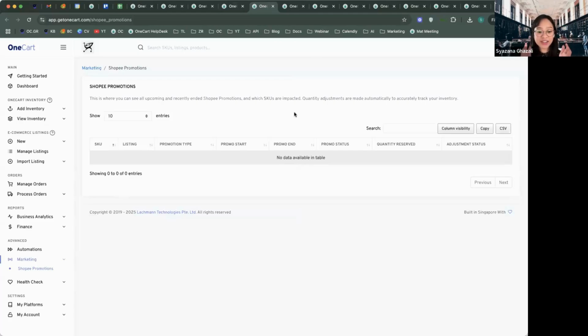So only this one card will be able to monitor and track. What it does basically is deduct the quantity. For example, you say 10 of item A will be going into the Shopee promotion. OneCart will remove these 10 for that period of time, and when the promotion ends, OneCart will put back the quantity. So this part you don't have to worry. OneCart is doing everything for you.